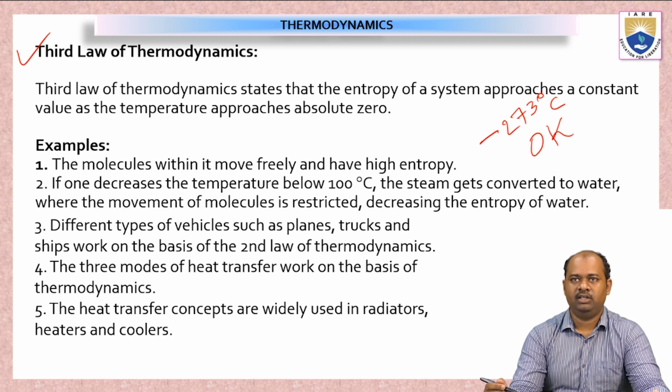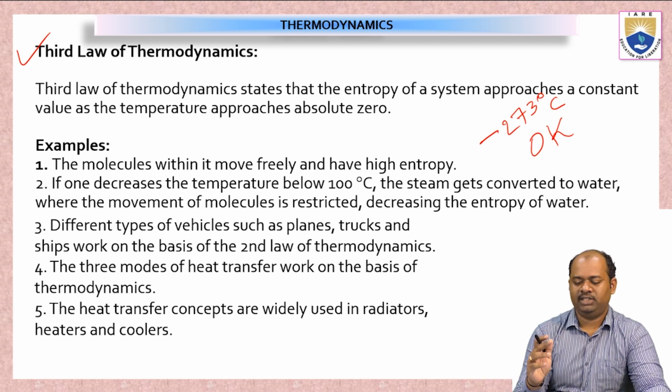Minus 273 degrees centigrade is the temperature where we have to use a gas thermometer for measuring. So the third law of thermodynamics states that the entropy of a system approaches a constant value when the temperature approaches absolute zero. When the temperature of the system is reaching 0 Kelvin, then the entropy of the system will remain constant. So there will be no disorderliness in the system. This is the basic definition of the third law of thermodynamics.